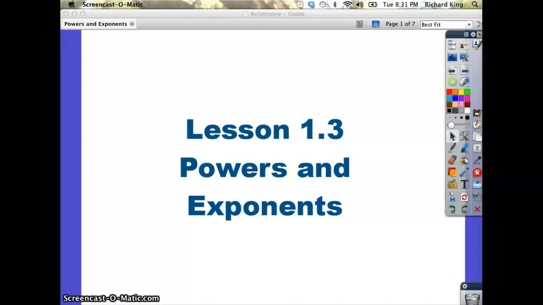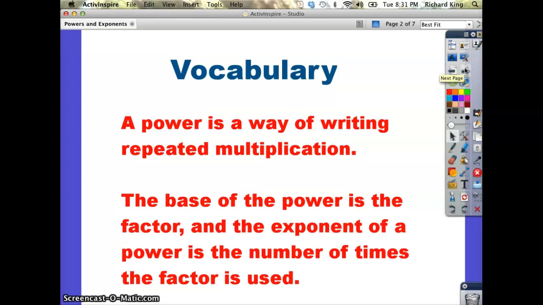This is lesson 1.3, powers and exponents. We'll start off with vocabulary. A power is a way of writing repeated multiplication. So power is your vocabulary term.